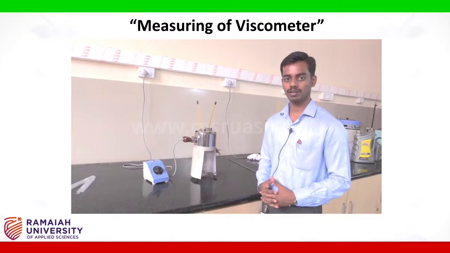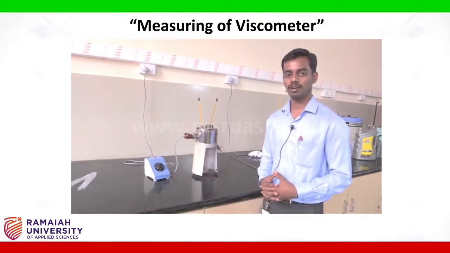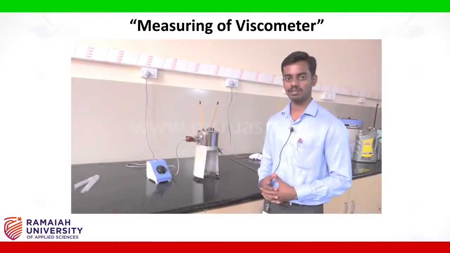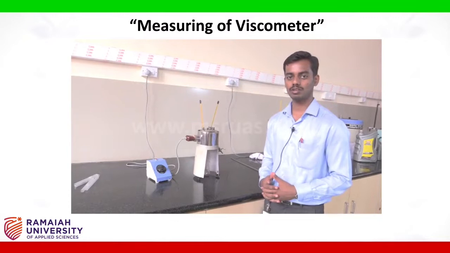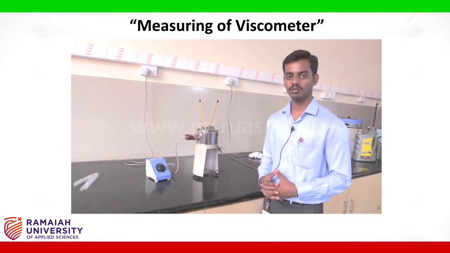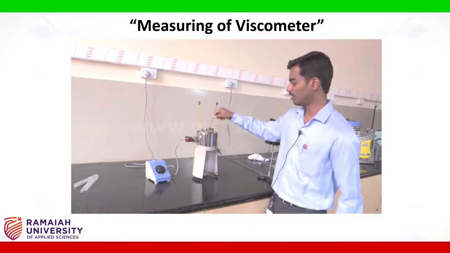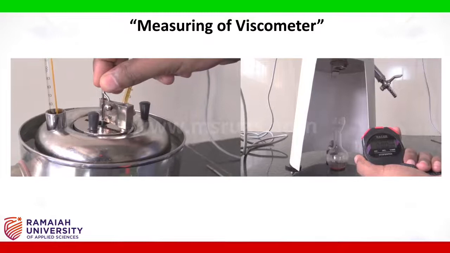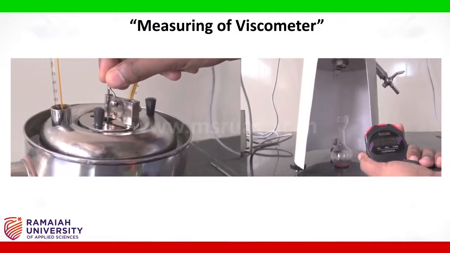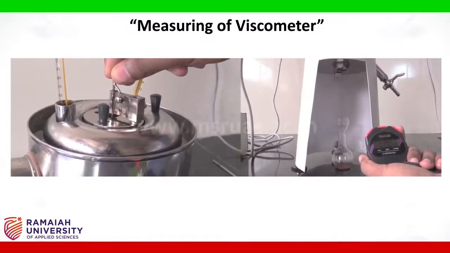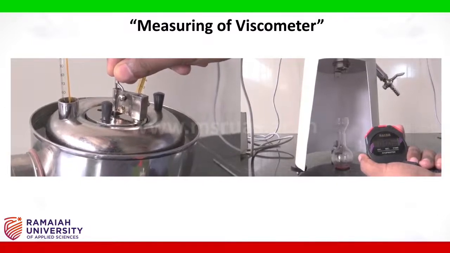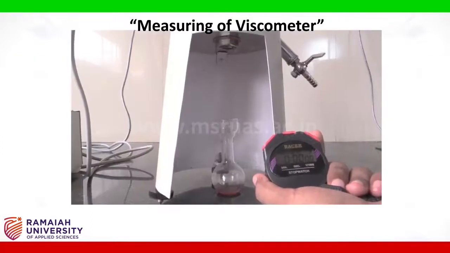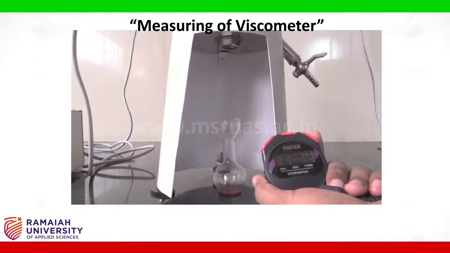On the Redwood viscometer, the temperature of the oil has reached 40 degrees Celsius. Now at this temperature, let us calculate the viscosity of the oil. In order to do that, first we need to lift the ball valve. Now as we open the needle valve, the oil starts to flow from the orifice and gets collected in the Kohlrausch flask. Once the needle valve is opened, simultaneously the stopwatch has to be started.